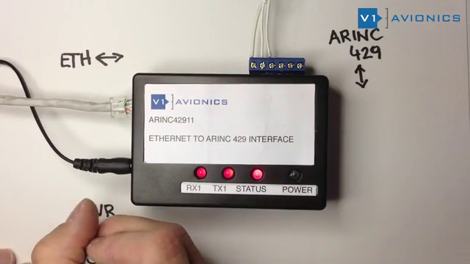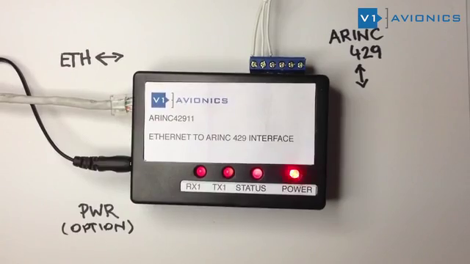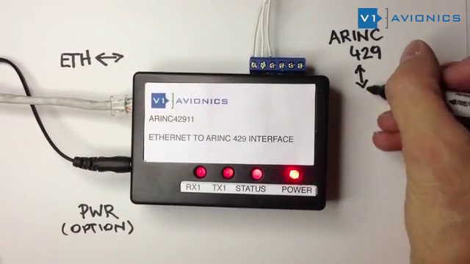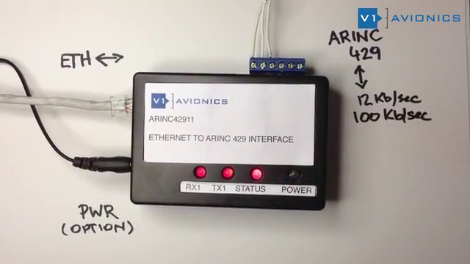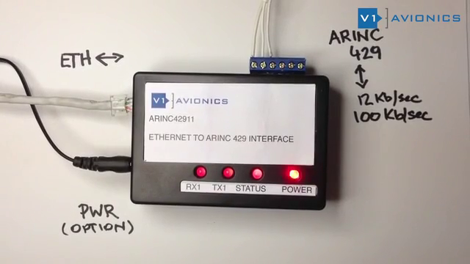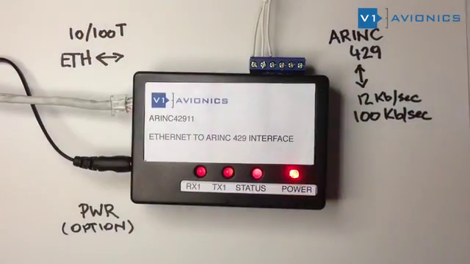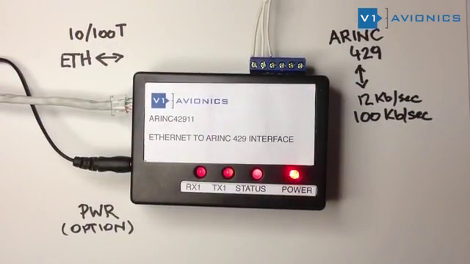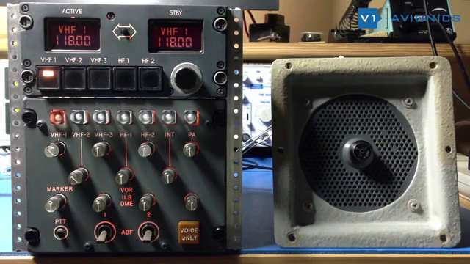Let's look at the interface again in more detail. There's a power connector that's somewhat optional if you power it over Ethernet. The ARINC interface is capable of 12 kilobit and 100 kilobit per second. And the Ethernet interface is capable of 10 and 100T speeds. So the interface has a pretty broad range of capabilities.